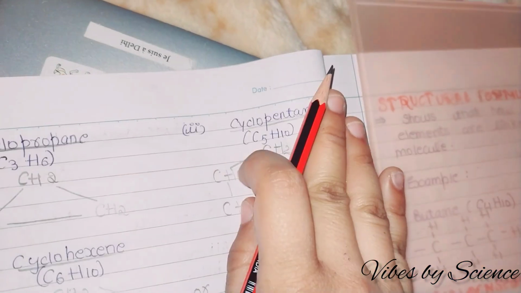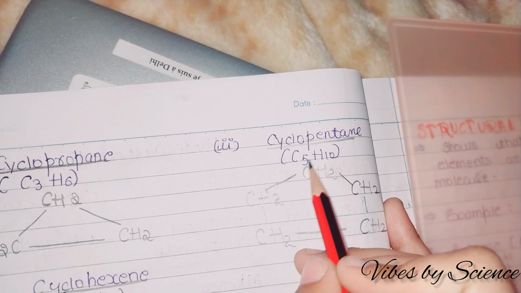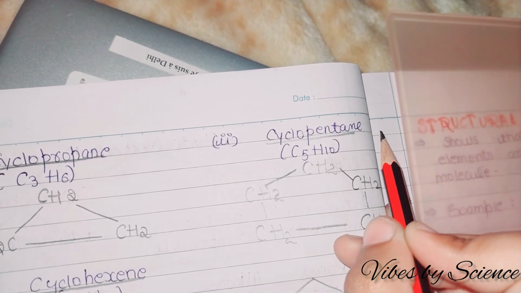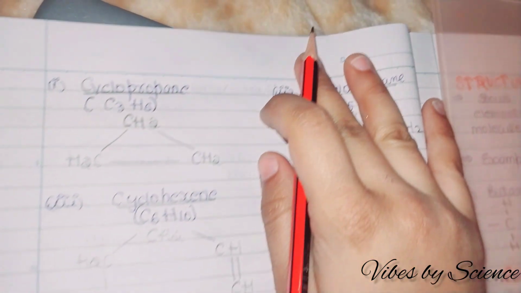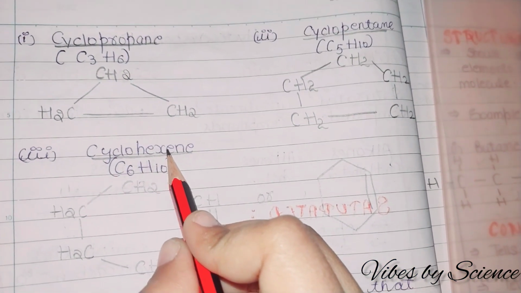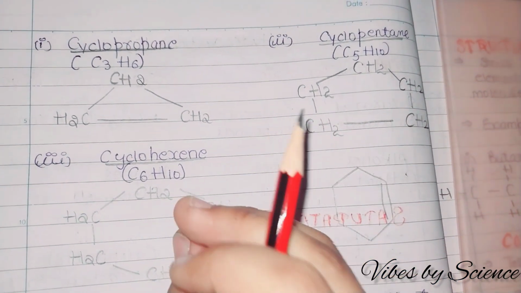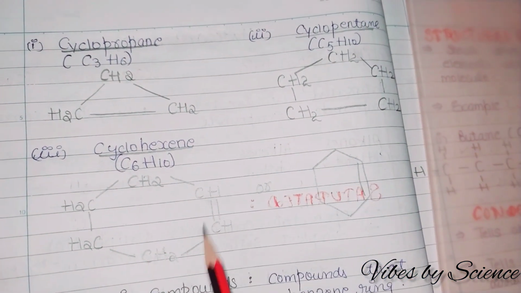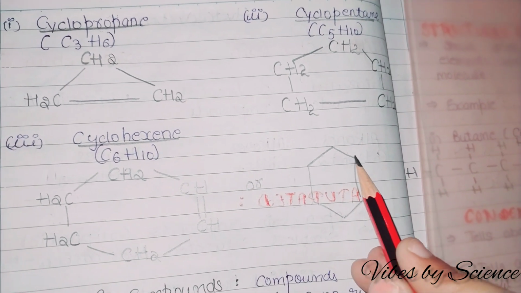Fine. Now cyclopentane, pent means 5, means there are 5 carbon atoms, and ane means that there is a single bond, means it is alkane. Now cyclohexene, hex means 6, and ene means double bond, means in one of the carbon atoms there would be a double bond. Fine. So this would be the structure, or you can even write it like this. This is the bond line structure.